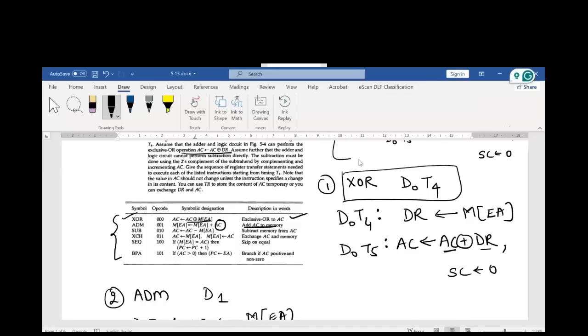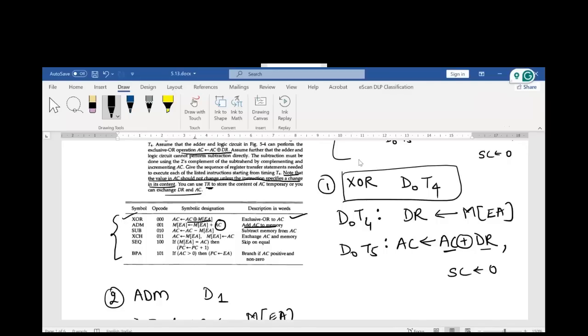Look, this is a very important statement given over here. Note that the value of AC should not change unless the instruction specifies a change in its content. We generally use AC for carrying out some kind of operation. Unless and until you are told that the value of AC should change, you cannot change it. That is, you need to preserve the AC somewhere. You can use TR to store the content of AC temporarily, or you can exchange DR and AC.